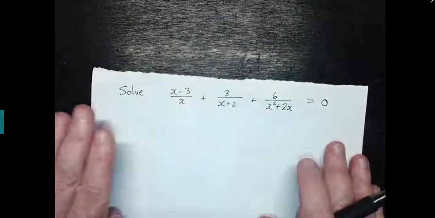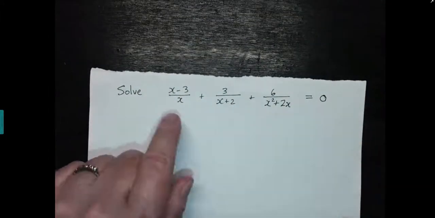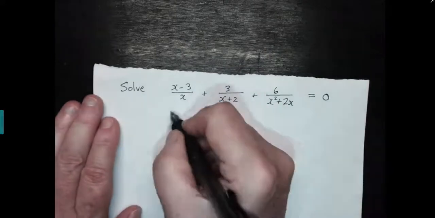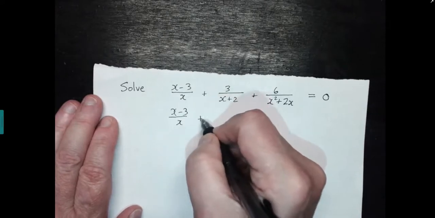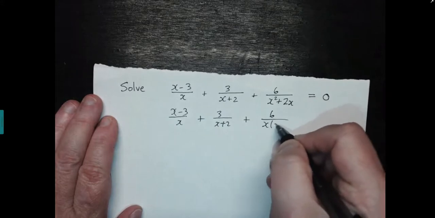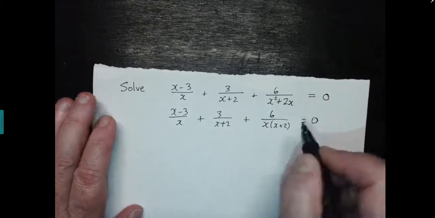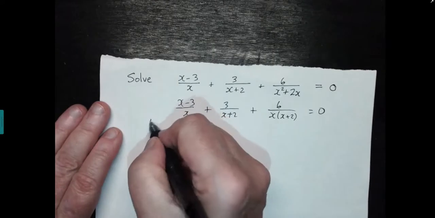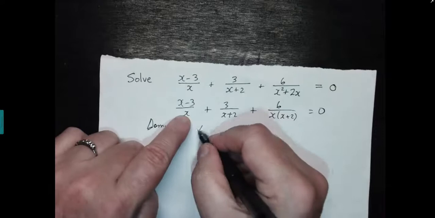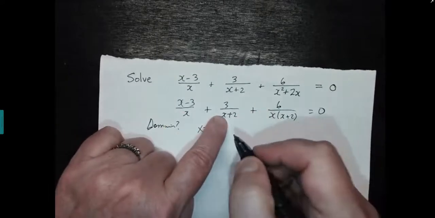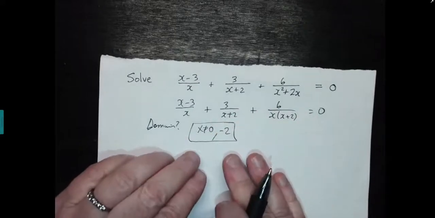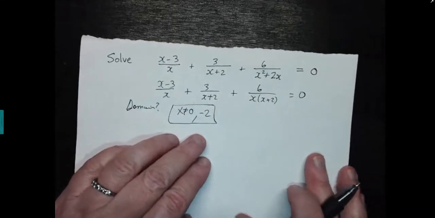Let's have a look at this. Okay, again, look to see where you can factor. They have an x term in common, so it can be factored out. And now we can see what's allowed, what's the domain. x is not allowed to be 0. x is not allowed to be -2. Same thing there. So you have to exclude those from any solutions.